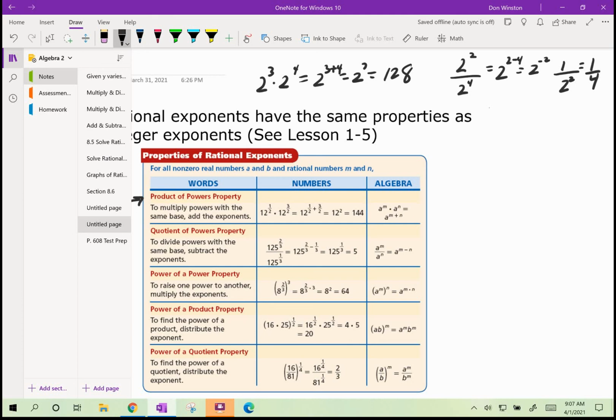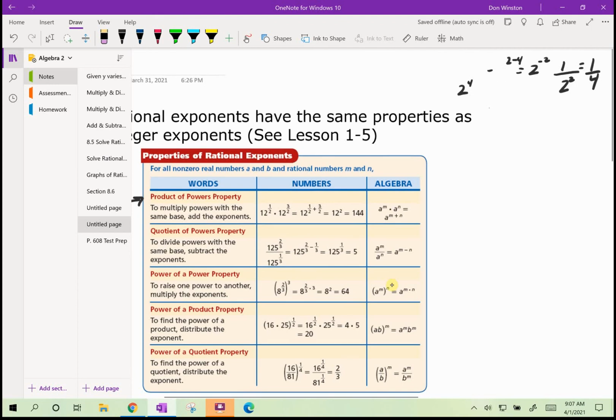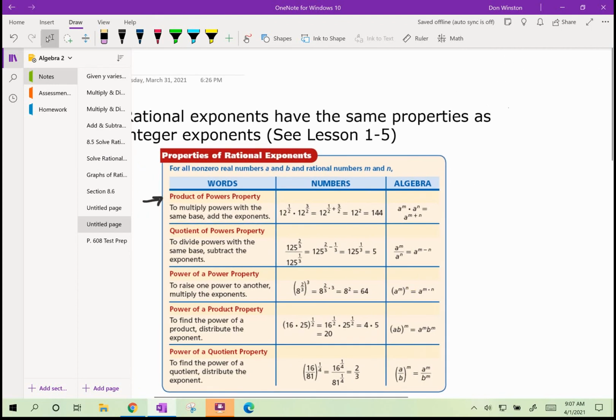Okay, so same properties, but now we're working with rational exponents rather than integer exponents. So the product of powers property. They give us an example here that we have 12 raised to 1/2 times 12 raised to 3/2, and 1/2 plus 3/2, well, that would be 4/2. And then 4/2 is 2, so 12 squared is 144.